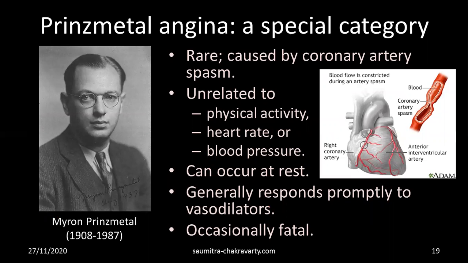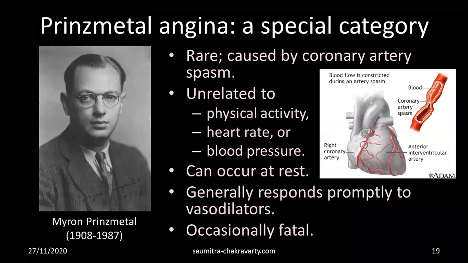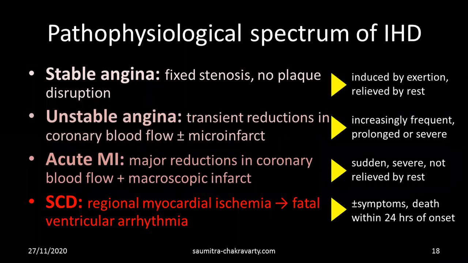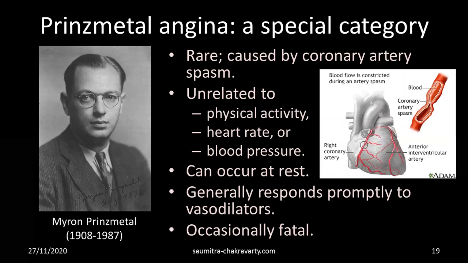Now, this Prinzmetal angina. This is Myron Prinzmetal, and this angina is named after him. It's a special category. That's why I really didn't include it in this spectrum, because it's a category of its own. It's rare. It's caused by coronary artery spasm. It's unrelated to physical activity, heart rate, blood pressure. Actually, these are not the risk factors for Prinzmetal angina. High blood pressure, low blood pressure, heart rate, these are not risk factors for this. This occurs independently, can occur at rest.